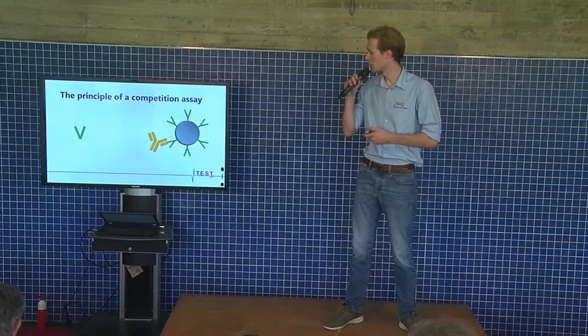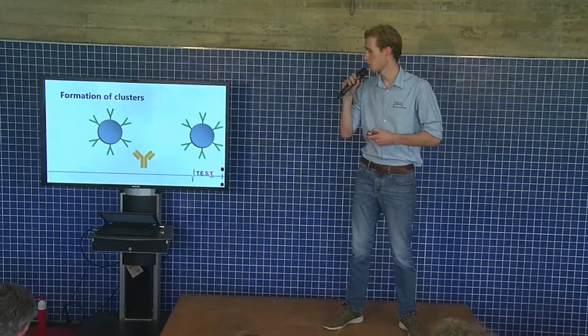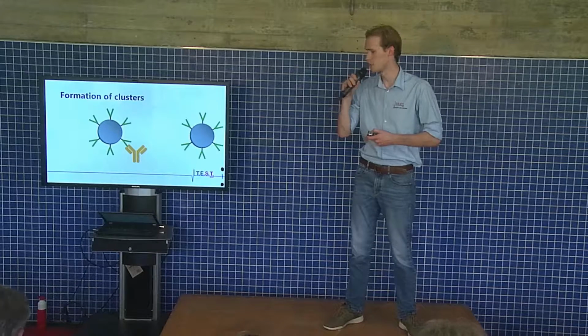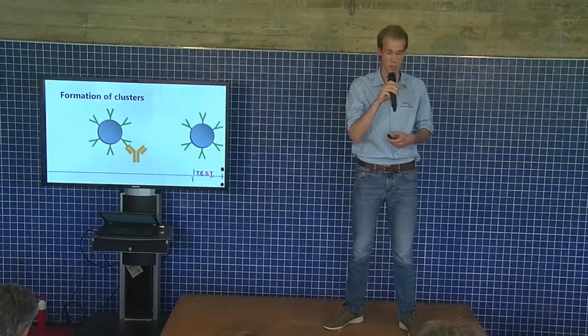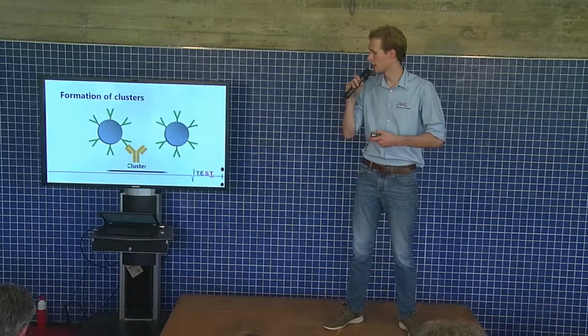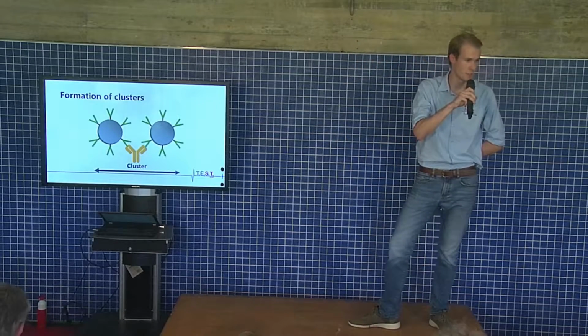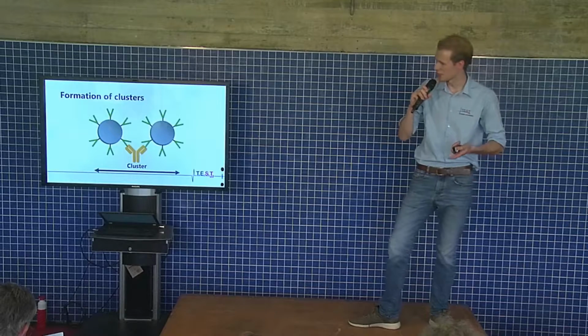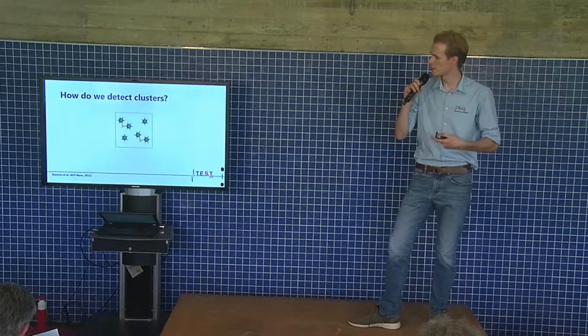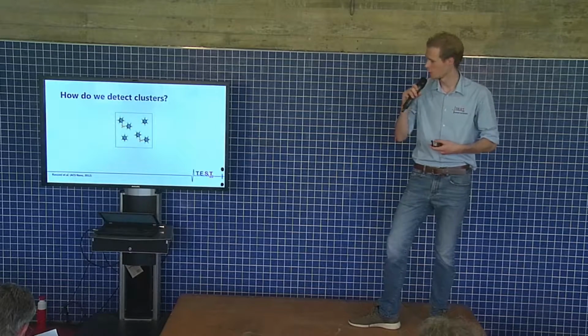You can form clusters. Clusters are formed by having the antibody bind on both sides of itself, thus forming a cluster. And these clusters are the things we actually use to measure the amount of free vancomycin present in solution. So let's take a look at how we use the amount of clusters to measure the free vancomycin.